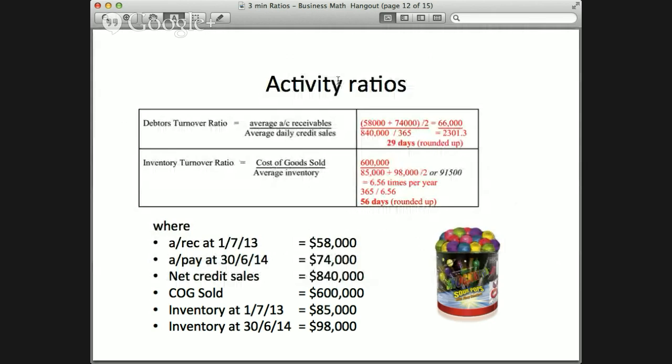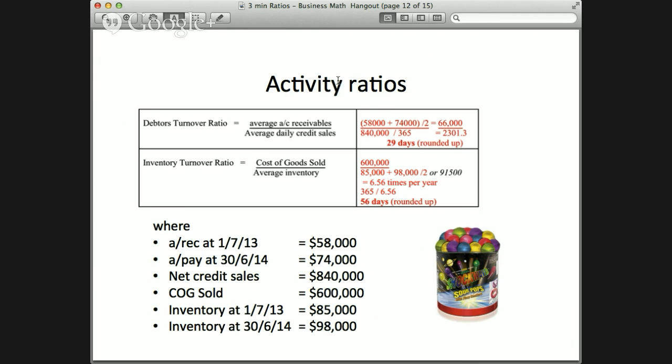So if we look at what's on the screen right now, the bottom of the screen first: accounts receivable at the beginning of the financial year last year, 2013, was 58,000, and accounts receivable at the close of business this year, 2014, 30th of June, was 74,000. The net credit sales then are 840,000. The cost of goods sold is 600,000. And inventory or stock at the 1st of July 2013 is 85,000, and the inventory or stock at the close of financial year, 30th of June 2014, is 98,000.